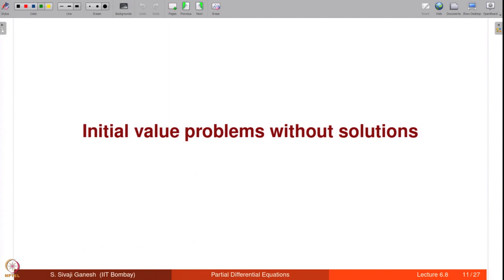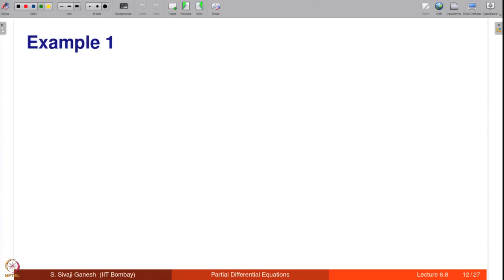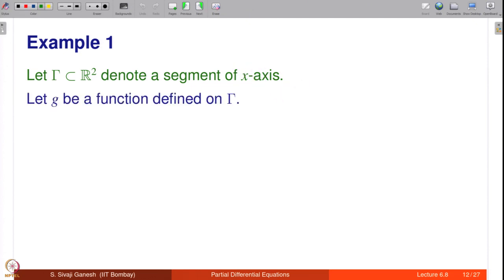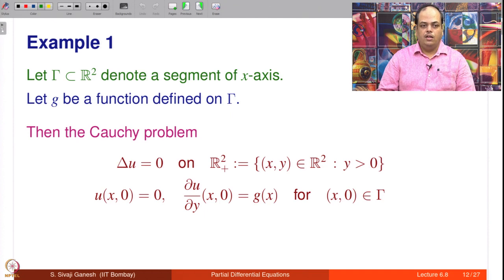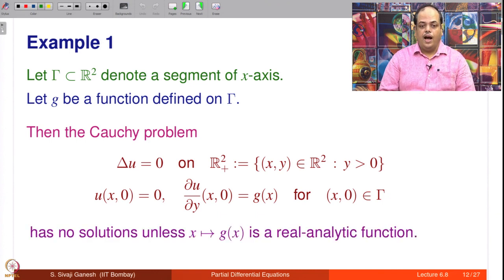Initial value problems without solutions. So, we are going to see an example of an ill-posed problem. Example 1: let gamma denote a segment of the x axis. Let g be a function defined on gamma. Then this Cauchy problem, Laplacian u equal to 0 in the upper half plane, x y in R2 such that y is positive. So, this is the upper half plane, and on the x axis we have given the Cauchy conditions: u of x comma 0 is 0 and dou u by dou y at x comma 0 is g of x. It is given for all x belonging to gamma. It has no solutions unless this function g of x itself is an analytic function. Sometimes we call it a real analytic function just to distinguish it from the analytic functions of complex analysis.